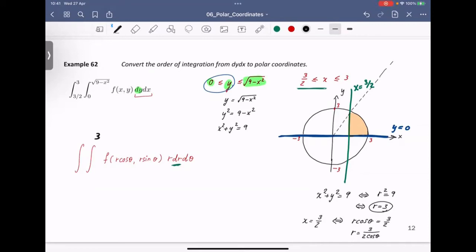Right, because you divided by cosine theta on both sides. Or if you want to simplify, it's going to be 3 over 2 times sec theta. If you feel like you want to simplify cosine to secant, you can. Well, it doesn't matter. You're going to get full credit anyway if you leave it as a cosine. So 3 over 2 secant theta.